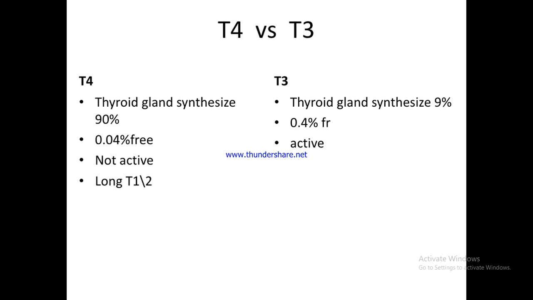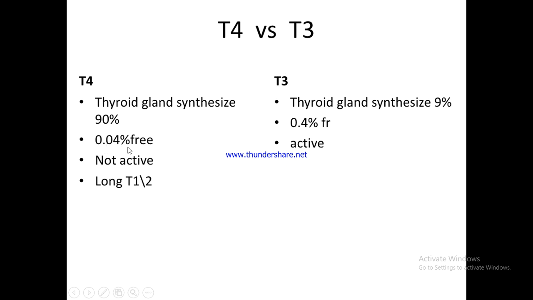So to understand the activity of T3, we have to understand the differences between T4, thyroxine and T3, the triiodothyronine units. T4 is produced in the thyroid gland and synthesized. Almost 90% synthesis of thyroid hormone is in the form of T4. Thyroid gland synthesizes T3 only 9%, but the whole activity of the thyroid gland almost takes place by the action of T3.